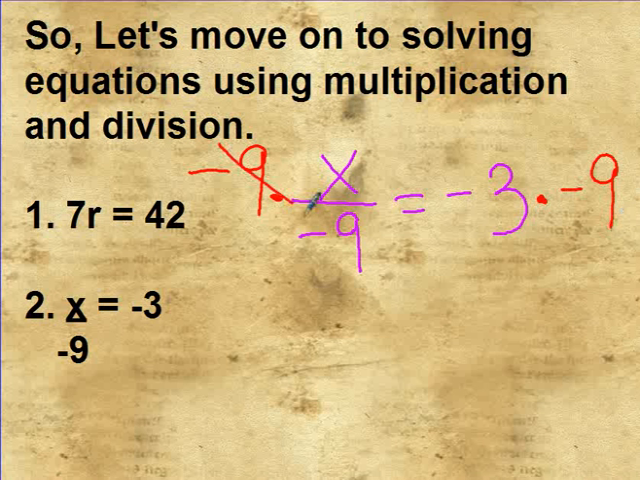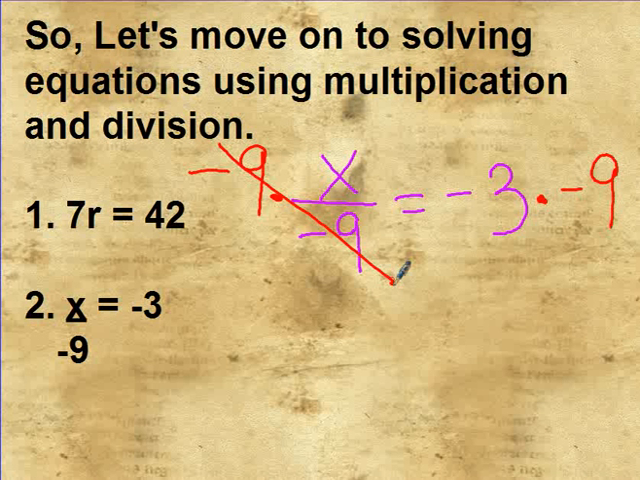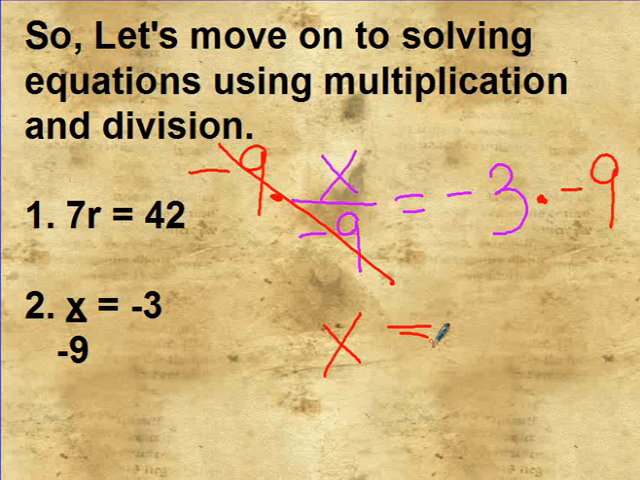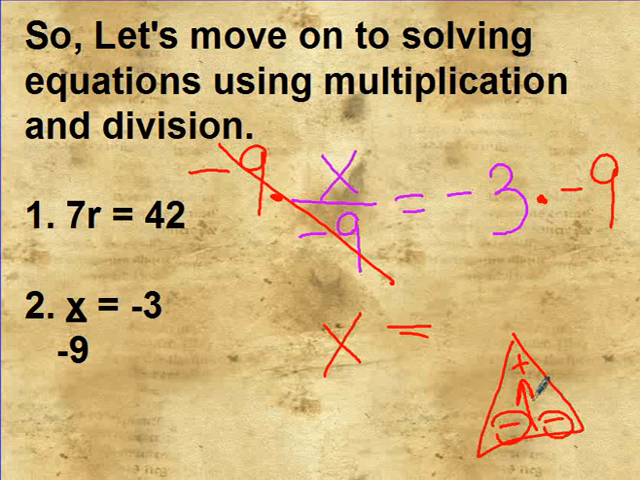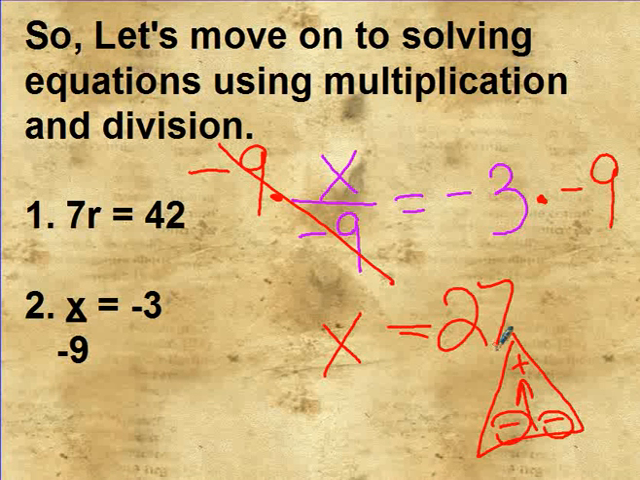-9 divided by -9 cancels out to give me 1. I'm left with x by itself. Now I have to remember my rules for integers. I think about my triangle, and I know a negative times a negative gives me a positive. So my answer will be positive 27. Pause the movie now so that you can copy the second example into your notes.